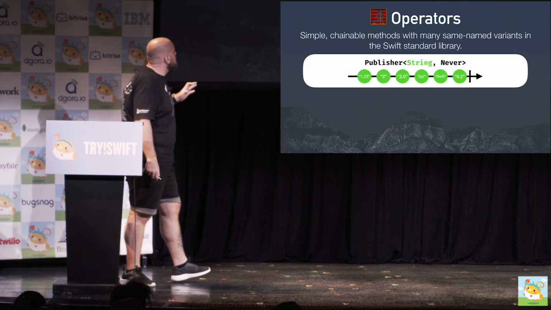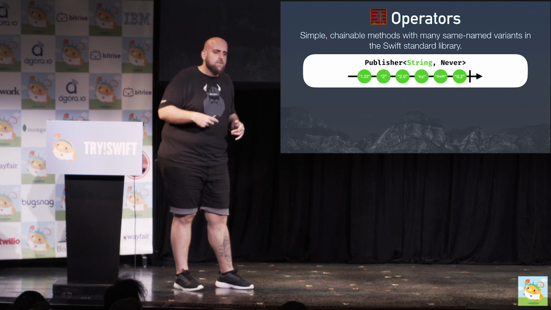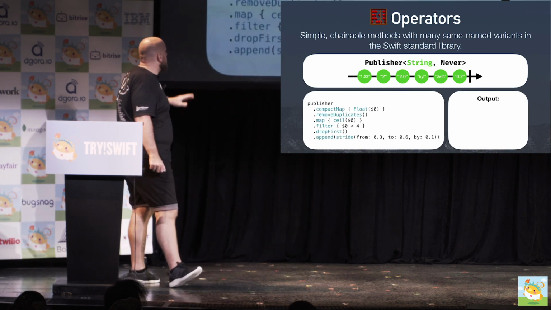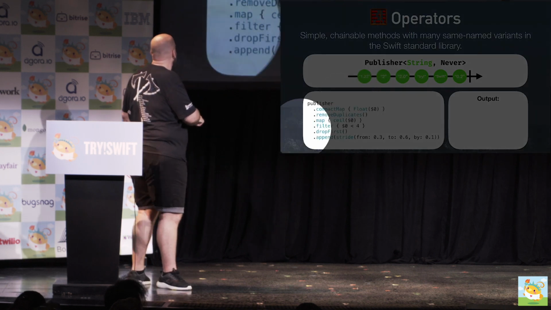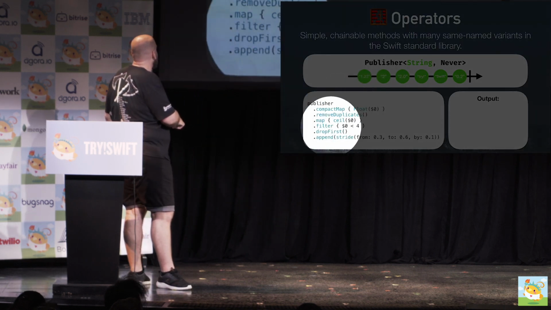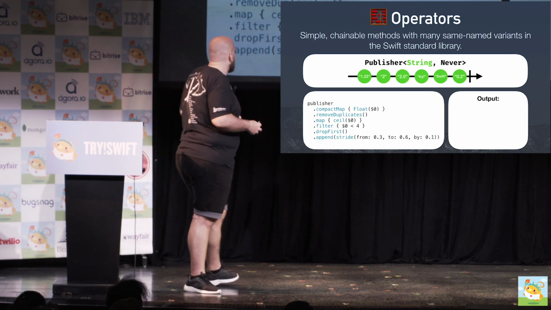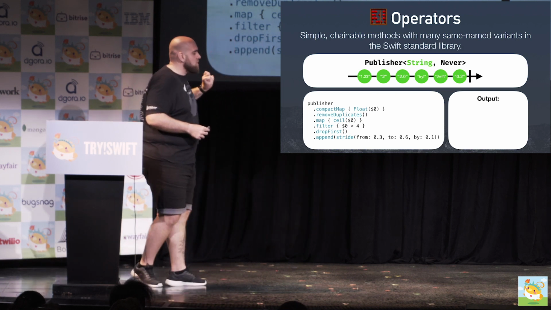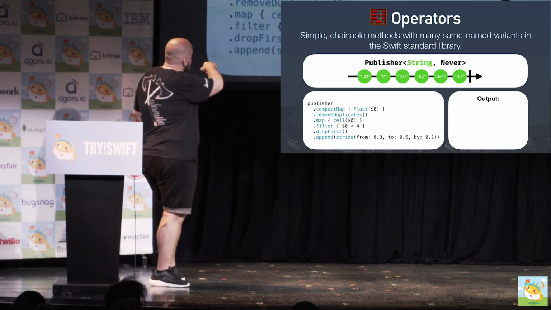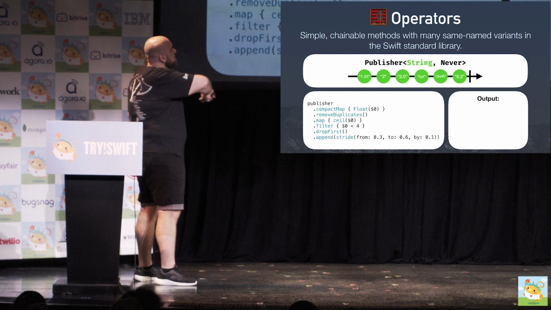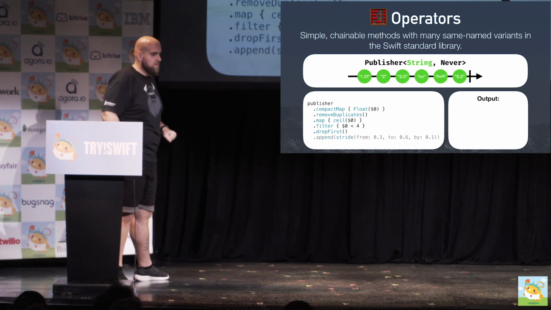So they are really simple chainable methods, and many of them have names that are similar to ones in the Swift standard library. Let's take a quick look here. It seems like a lot of code, but we already can spot a few names that we know. Compact map, map, filter, append. These are all names that we know from the Swift standard library. But don't worry, we'll go through each of them separately so you know exactly how this piece of code works. But first of all, this last operator, append, only starts working when the publisher completes. So we're going to gray this out for now, so you're not going to deal with it.